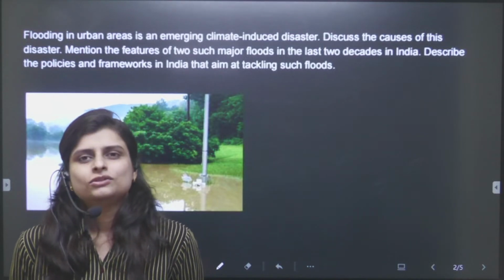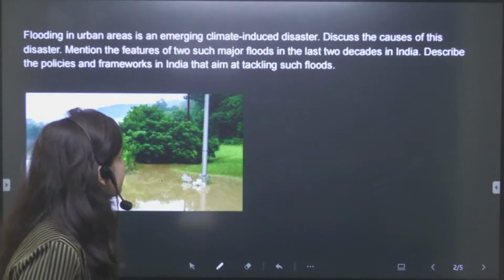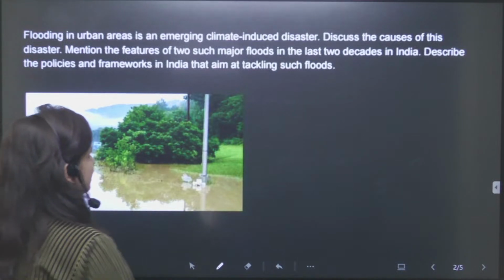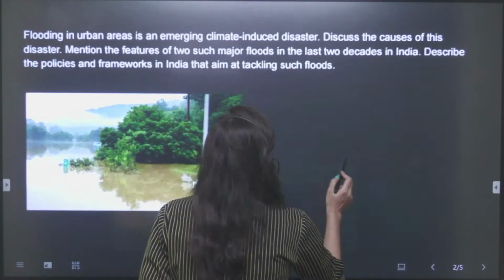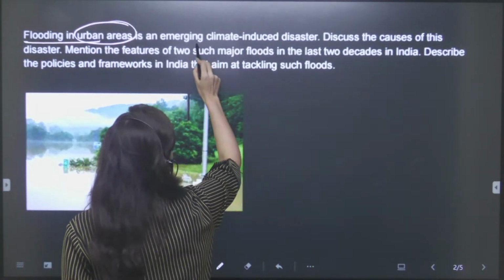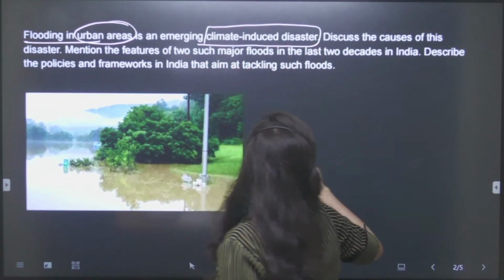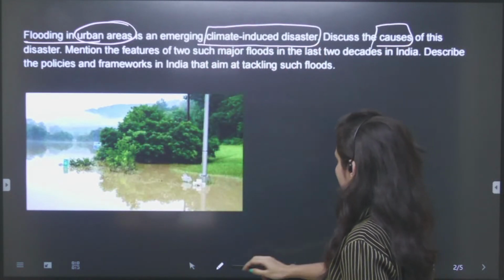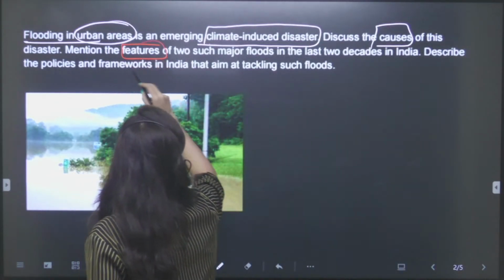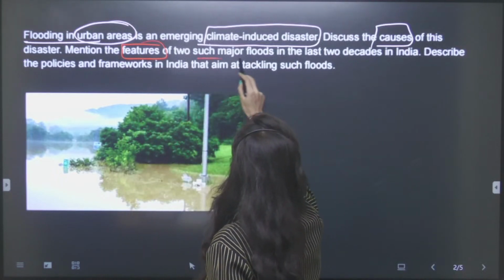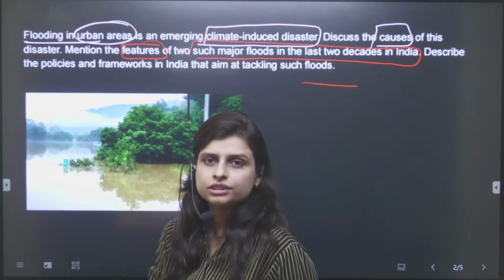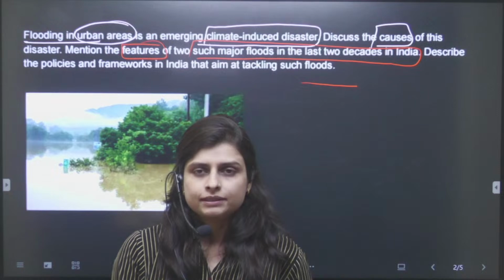framework this time. So the first question that we got here was that flooding in urban areas is an emerging climate induced disaster. Now understand, they asked you about flooding, and where in urban areas is an emerging climate induced disaster. Discuss the causes of this disaster, mention the features of two such major floods in the last 2 decades in India. That means they are asking you for the two events that happened in last 2 decades.